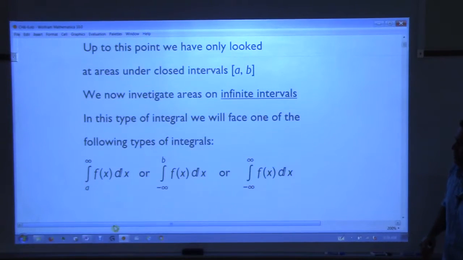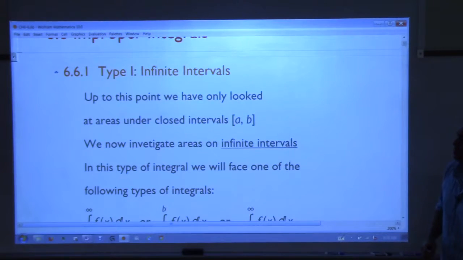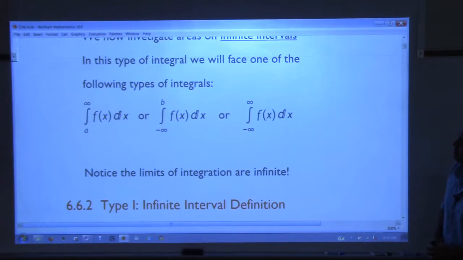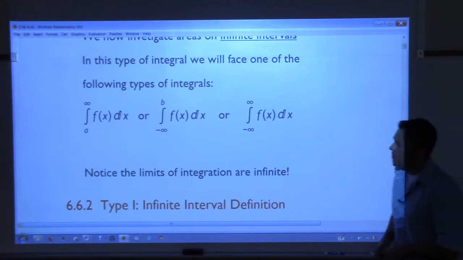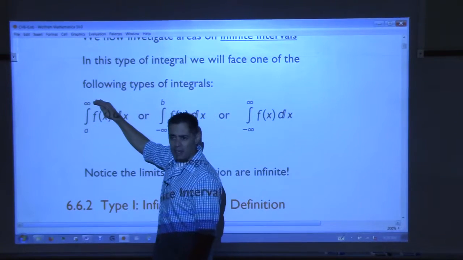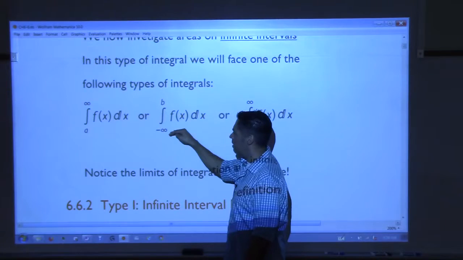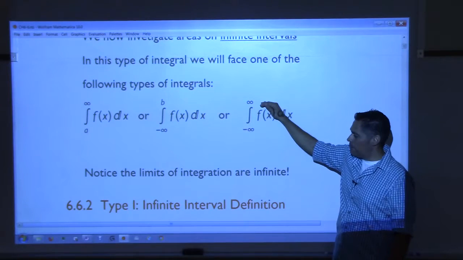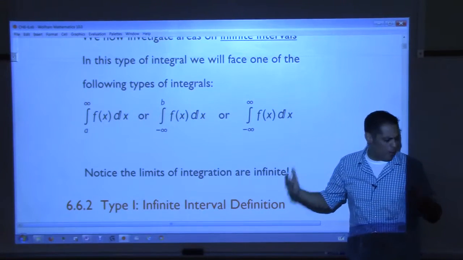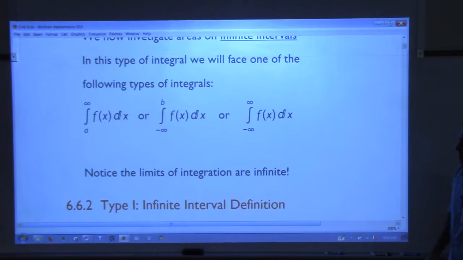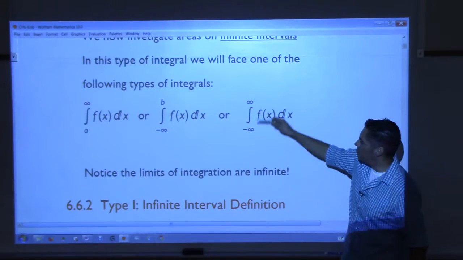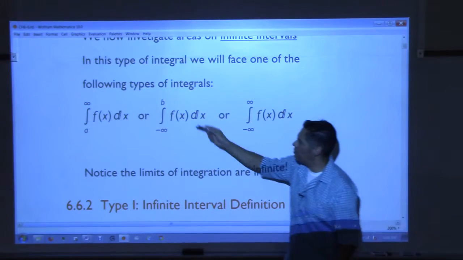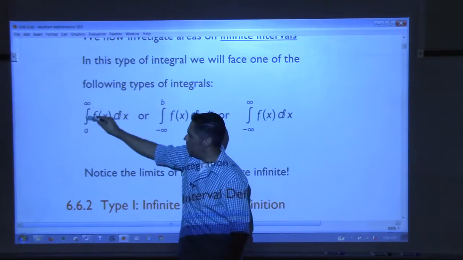And that means we're going to have integrals that fall into one of these three categories, I guess you could say. We're either going to be integrating from A to infinity, or from negative infinity to B, or from negative infinity to infinity. So let's try and get our heads around what this is doing geometrically. Notice that the limits of integration are no longer fixed numbers. Here we have a fixed number, but here it's infinity. Here it's infinity, here it's a fixed number.